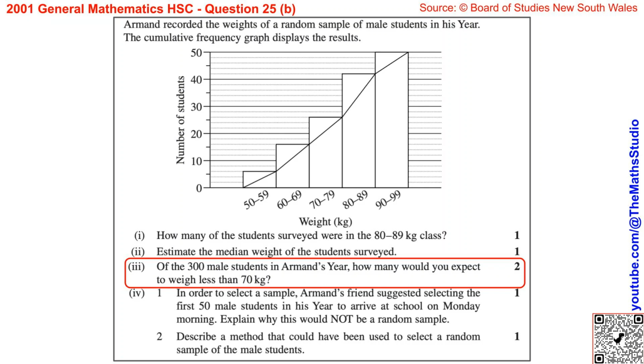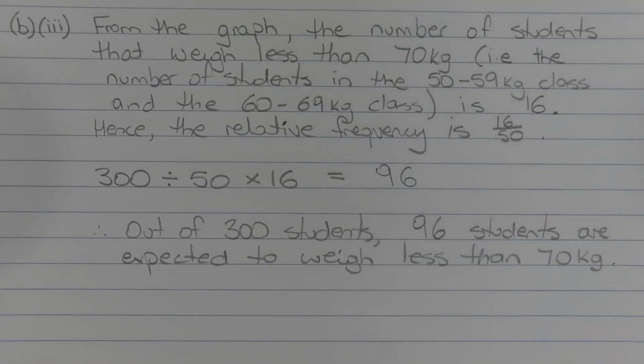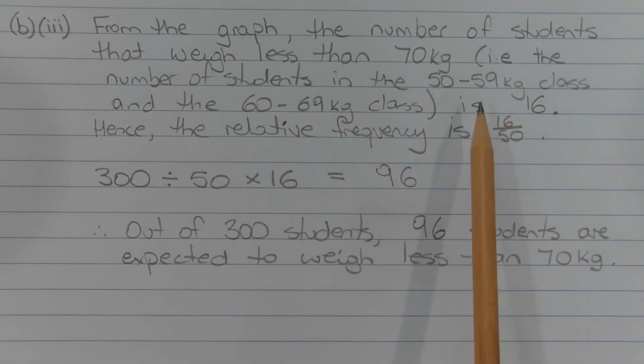Part 3. Of the 300 male students in Armand's year, how many would you expect to weigh less than 70 kilograms? Out of the 50 students, the number of students that weigh less than 70 kilograms, in other words, those that weigh between 50 to 59 kilograms and 60 to 69 kilograms, is represented by the height of this particular column, which is 16. So from the graph, the number of students that weigh less than 70 kilograms is 16.